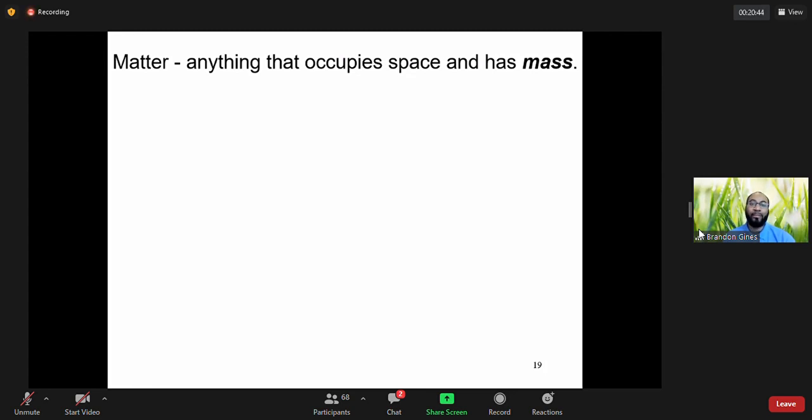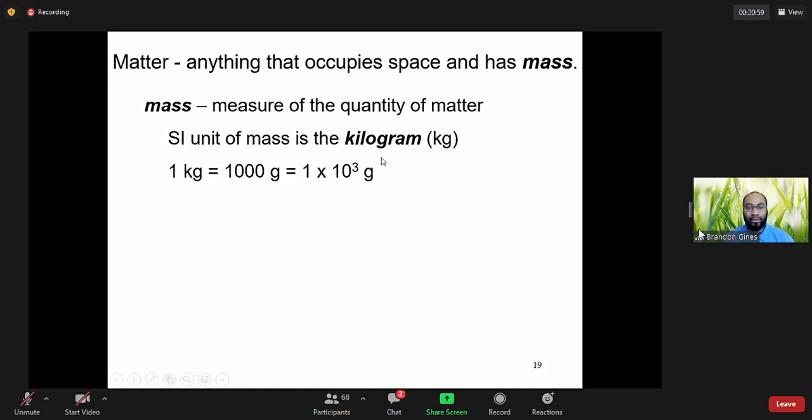Here's our definition of matter again. Anything that occupies space and has mass. So let's talk about this mass here. What is mass? Mass here is a measure of the quantity of matter, right? And usually mass is universally measured in kilograms.